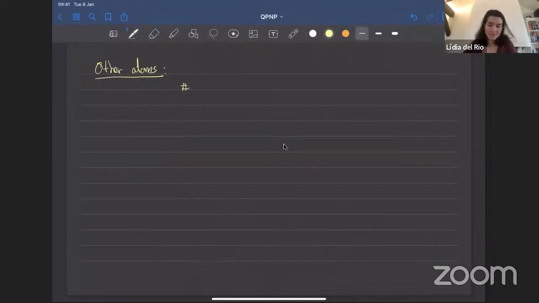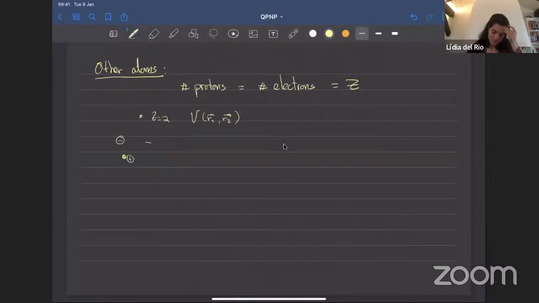Right. Okay. So if the atom is neutral, then the number of protons equals the number of electrons, and this is a problem. Z is the atomic number. Why is it a problem? Because we have to take into account all the interactions between the electrons. For example, if Z equals 2, then not only are they attracted to the nucleus, but they are also repelled by each other.